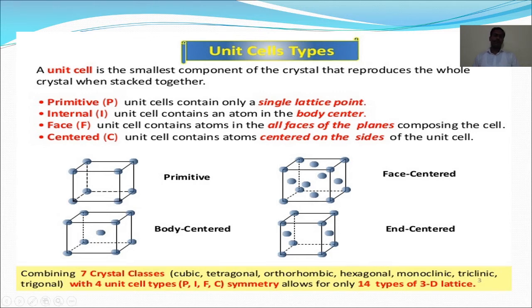So this one is a primitive: 8 atoms are at 8 corners. This one is body centered: 8 atoms are at 8 corners plus 1 at the center. In face centered unit cell, 8 atoms are at 8 corners and one at the center of each face. And in end centered, 8 atoms are at 8 corners and 2 are at opposite ends.